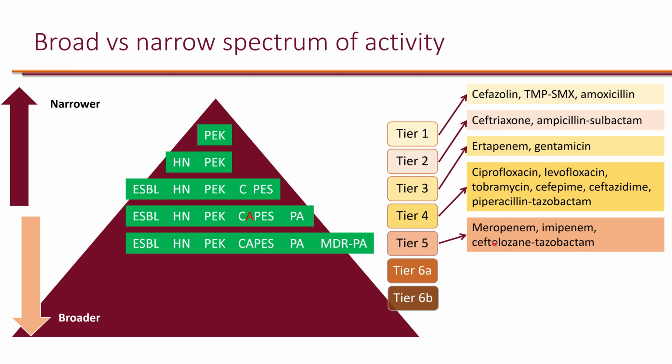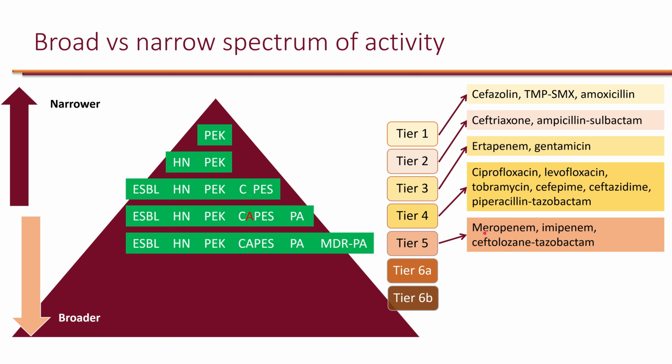Ceftolozane-tazobactam was specifically designed to have potent activity against multi-drug resistant Pseudomonas. So when Pseudomonas is resistant to drugs in tier 4, that's when these drugs come in. So, we don't really want to use these for all Pseudomonas. We really want to reserve them for when Pseudomonas turns into multi-drug resistant Pseudomonas.